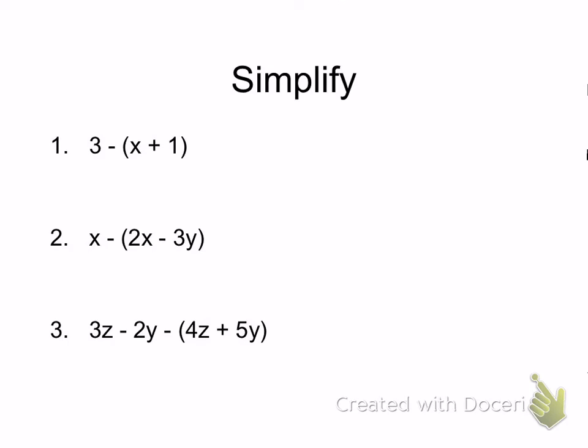Okay, last one. Let's look at number 1. So stop. The negative must be distributed first. So I get negative x, negative 1, and a 3. Now I combine, and I have negative x and positive 2. Okay? Homework is on the board. You're doing page 110, number 1 through 55.